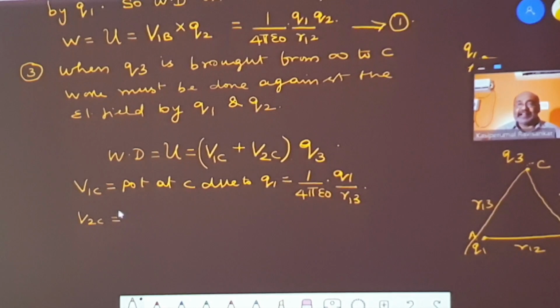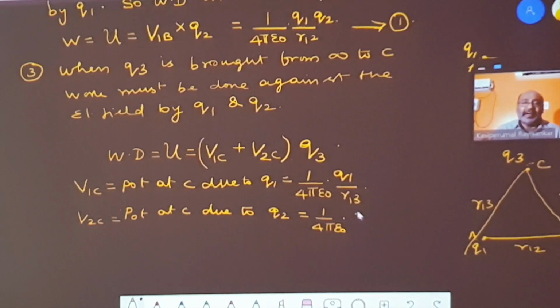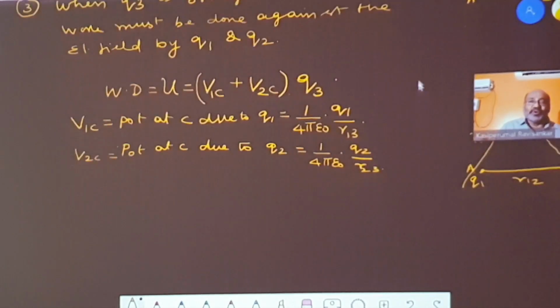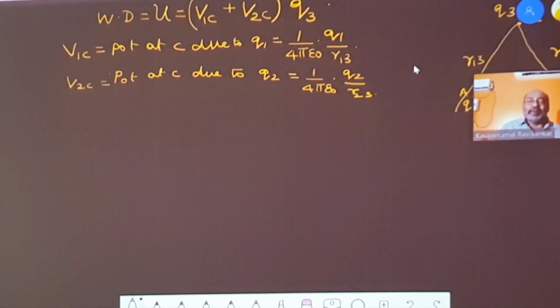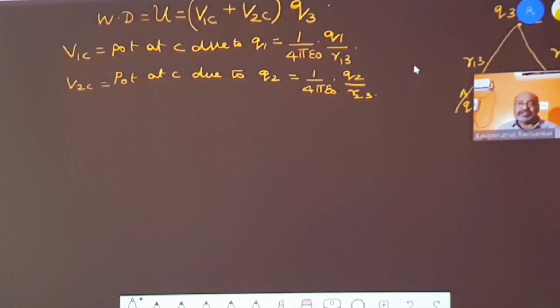Similarly, what is V2C? It is nothing but the potential at C due to the charge Q2, which is equal to 1 divided by 4 pi epsilon 0 into Q2 divided by R23. Now you have to simplify. You take these two values and substitute in the above equation to get the total potential energy.